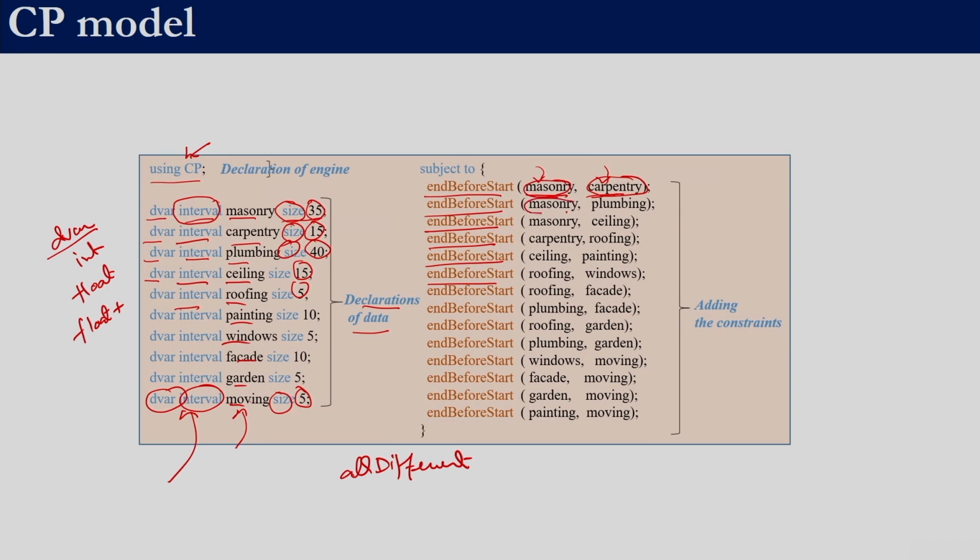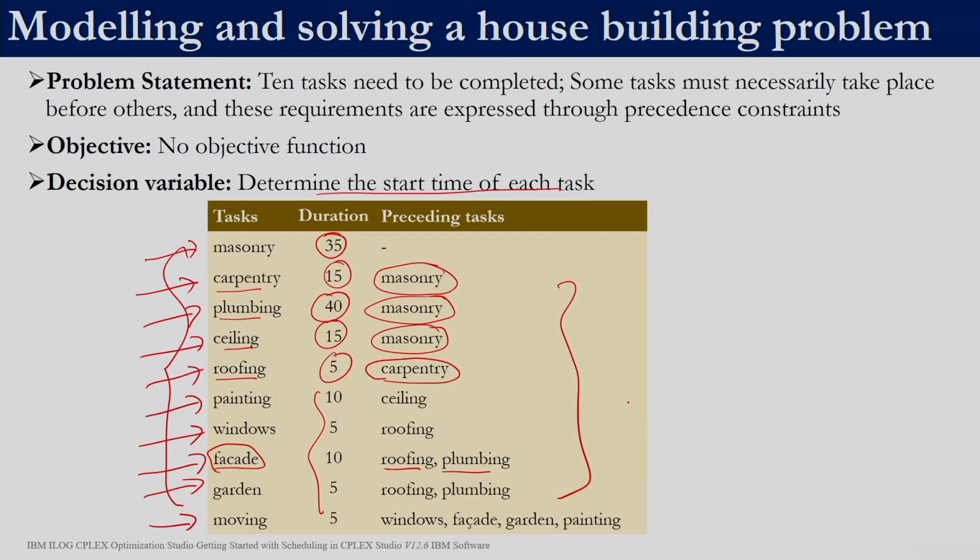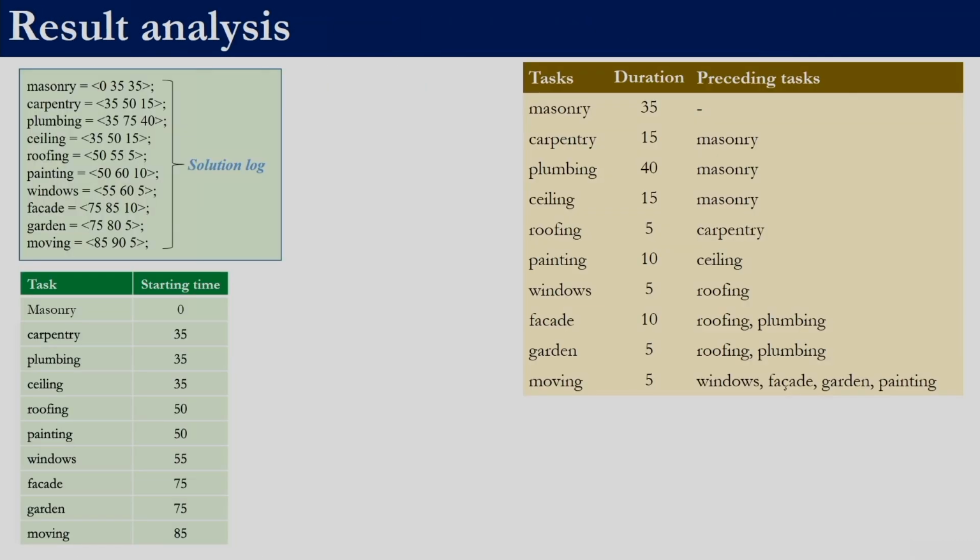Similarly, we want the masonry work to be completed before we start the plumbing. End roofing before starting garden. Over here, end garden before start moving. Since this inbuilt construct is already defined, it is very easy to specify these constraints. These are basically the requirements which we have shown in this table. So, when we solve, this is the solution that we would be getting.